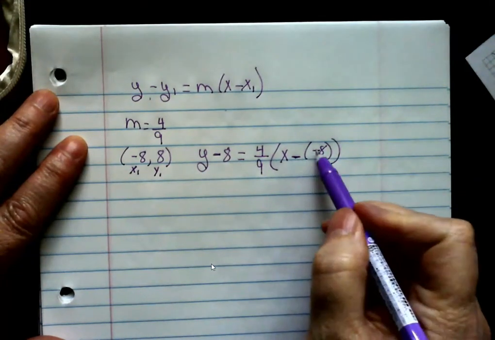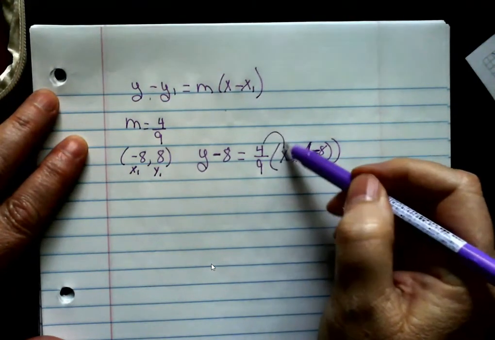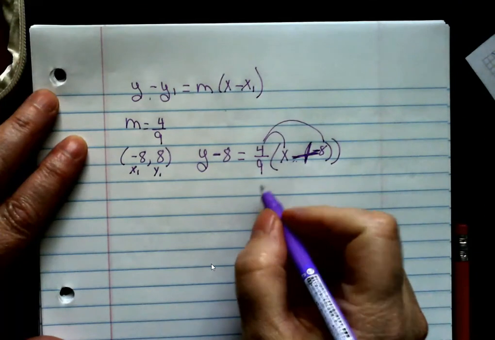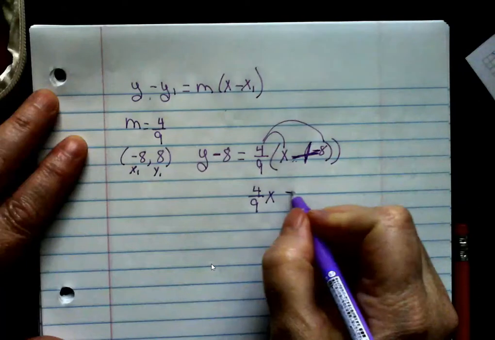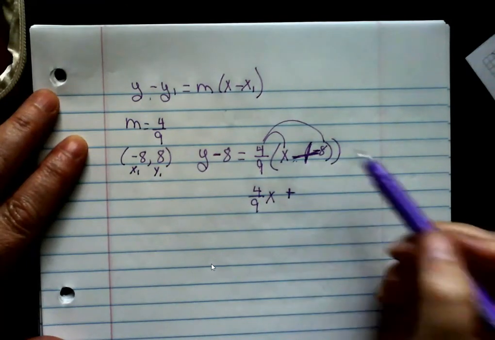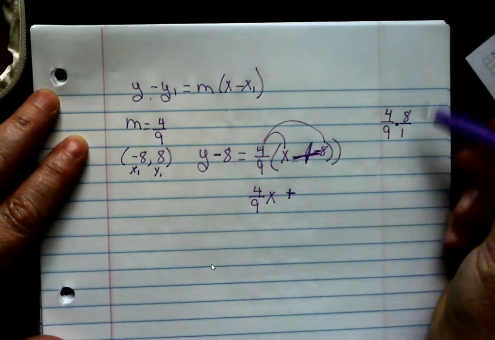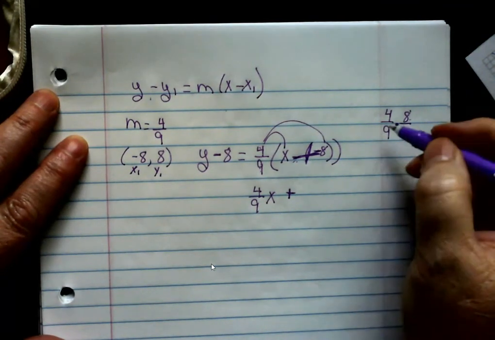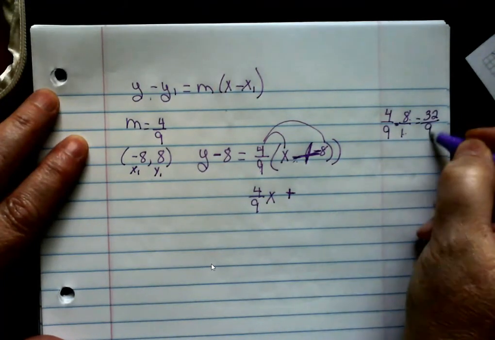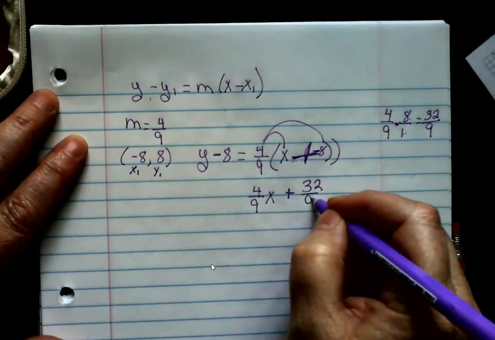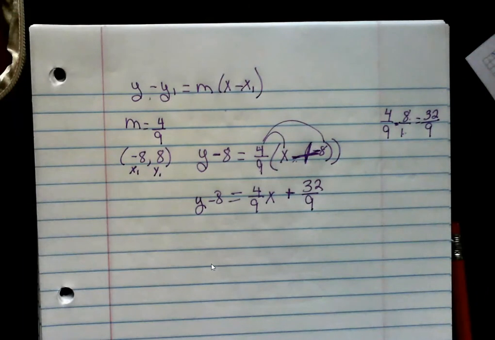So the first thing I want to do is change this to positive because a double negative makes a plus. Then I'm going to distribute my two fractions. 4/9 times x is 4/9 x plus 4/9 times 8. So let me show you how you do that. 4/9 times 8/1, because you always put a whole number over 1. Multiply 8 times 4 is 32. 9 times 1 is 9. So you have 32/9 equals, and you bring down your y minus 8. So that wasn't too bad.